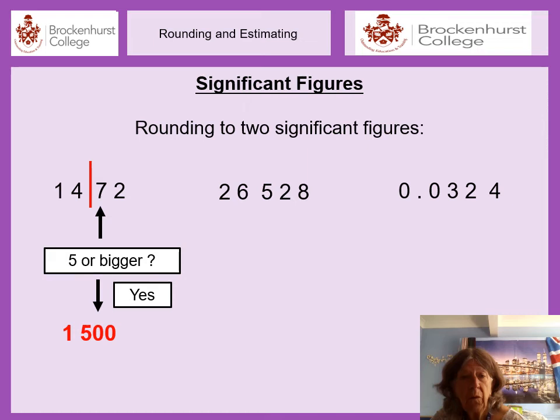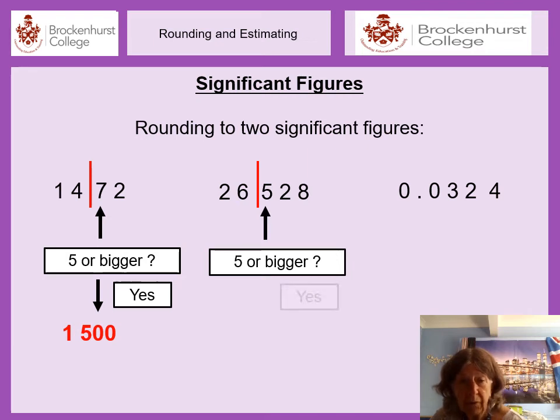The next number, 26528. We want the answer to two significant figures, so we count two figures and draw our line. So the line will come after the 6 and before the 5. We look at the number after the line and ask ourselves, is it 5 or bigger? And the answer is yes. So we will round the number in front of the line up, so the 6 becomes 7. So we get 27, but we have to fill in the zeros, 3 zeros in place of the 5, 2 and 8, to make our place value the same. So the answer is 27,000.